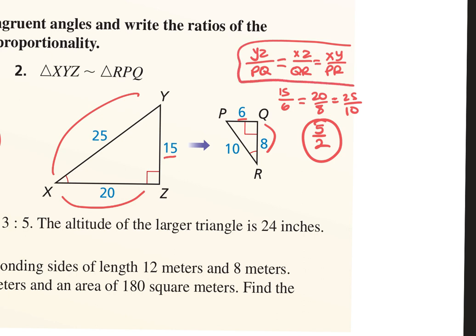Here's your statement of proportionality, and then the angles. Angle X and R match. They have one arc and one arc. X equals R. Y and P, the second in both. Also, the one without the mark. And Z and Q would equal each other. They both have that right angle.